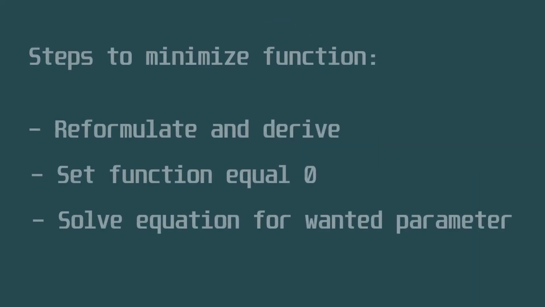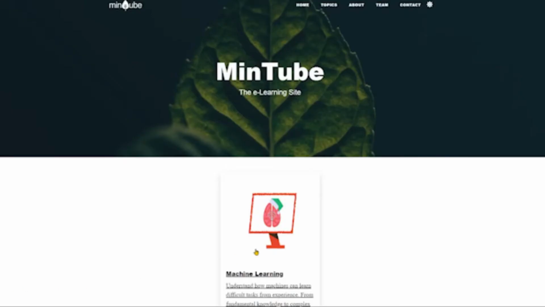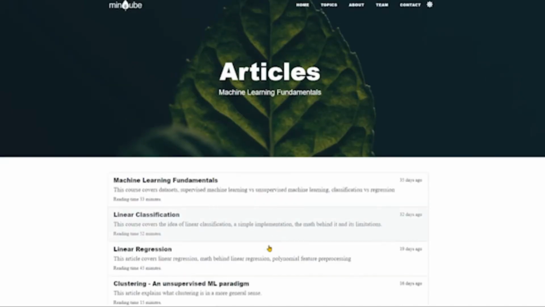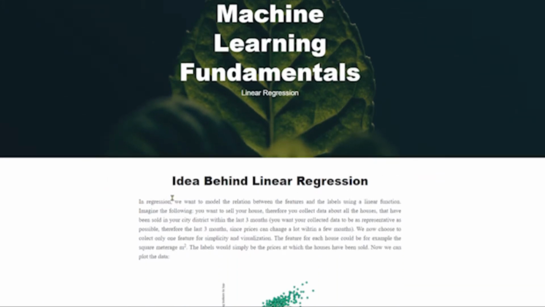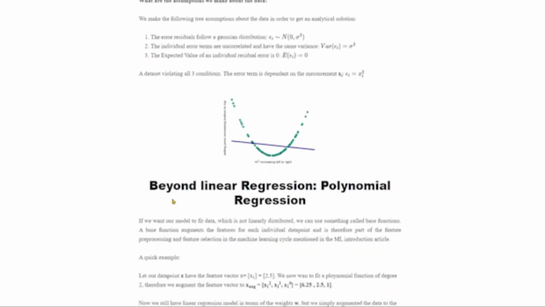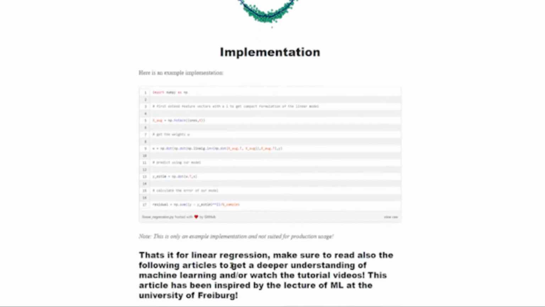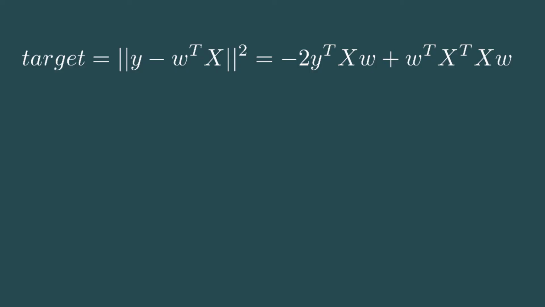To get the minimum of a function, you should derive it, set its derivative to 0, and then solve the equation. We will also follow these steps, but since they're not that interesting to watch, you can check out the step-by-step solution on my website. It is a good exercise to try to do the reformulation yourself and also try to find out the weight vector v. If you can't come up with the solution, the website got you covered. So let's get back to the video.